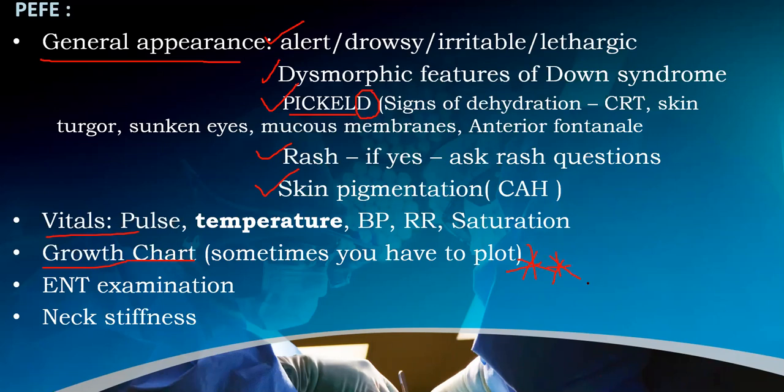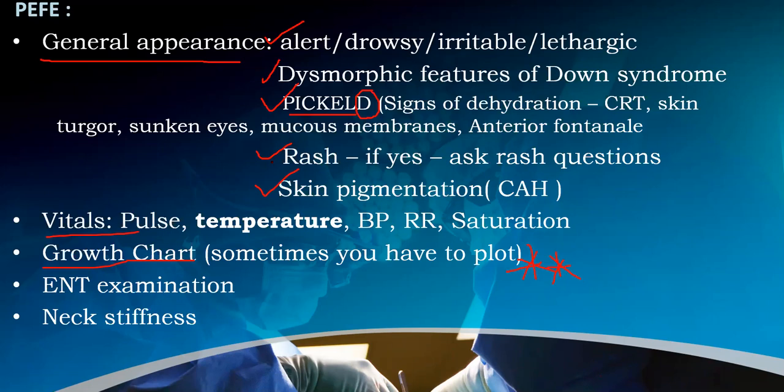So you will ask in this way: is the growth chart available? If available, then the examiner will give you the growth chart value. They can say, well, the child's growth is around the 50th percentile. Anything between the third and 97th percentile is normal. So just ask, is the growth chart available?